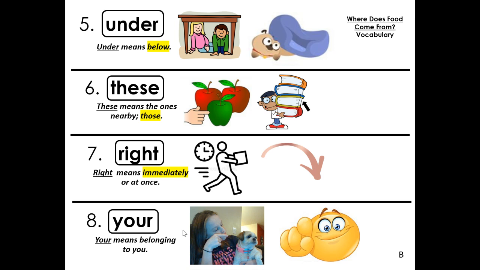Make sure you've written all your words and write them a second time. And you can write them a third time or draw a quick picture or sketch. So if you need to, push pause, and when you're done, push play.